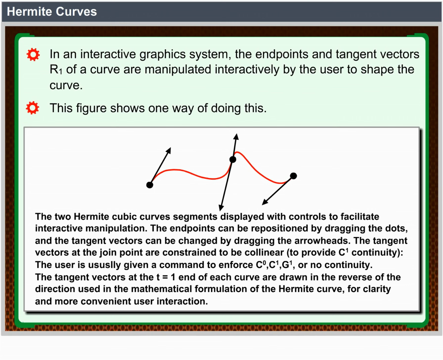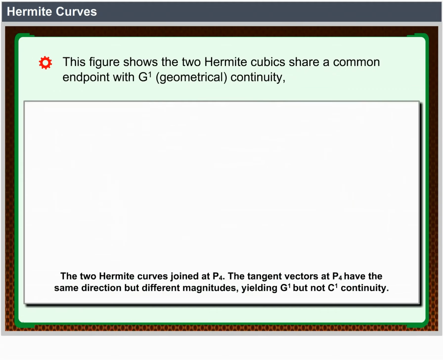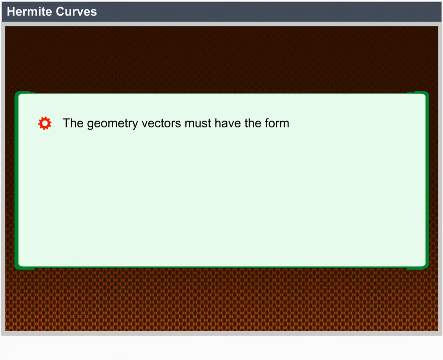The tangent vectors at the t equals 1 end of each curve are drawn in the reverse of the direction used in the mathematical formulation of the Hermite curve for clarity and more convenient user interaction. For two Hermite cubics to share a common endpoint with G1 geometric continuity, as in this figure, the two Hermite curves are joined at P4. Tangent vectors at P4 have the same direction but different magnitudes, yielding G1 but not C1 continuity. The geometry vectors must have the form as shown below.